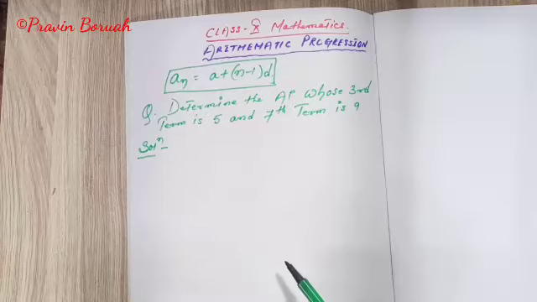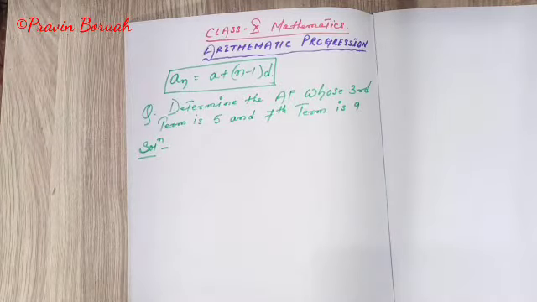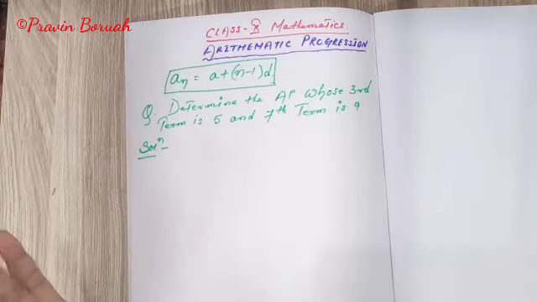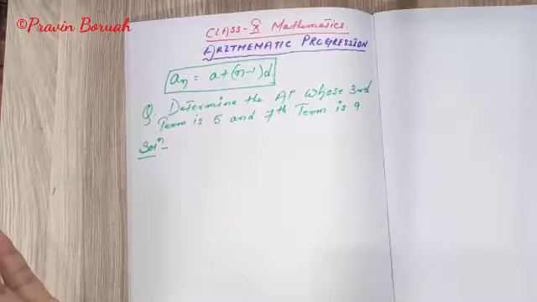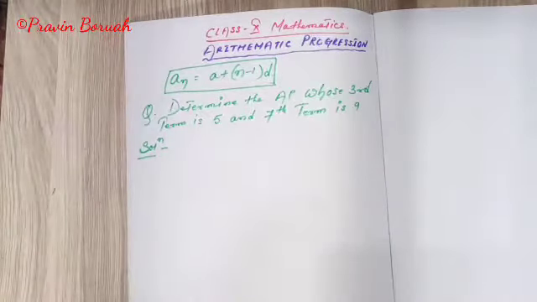To form an AP, we should know the first term and d. If we know these two things, we can form an AP very easily. So first we have to find out a, the first term, and d is the common difference. That is the main aim of doing this question. First, we'll try to find out a, and second, the common difference. So let us try to solve this question.